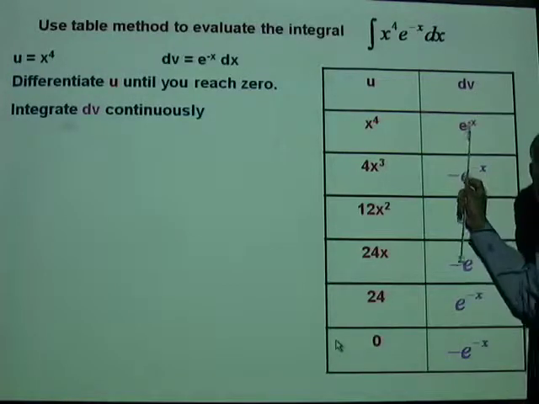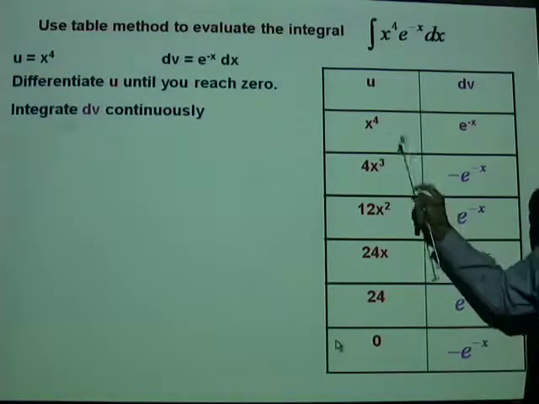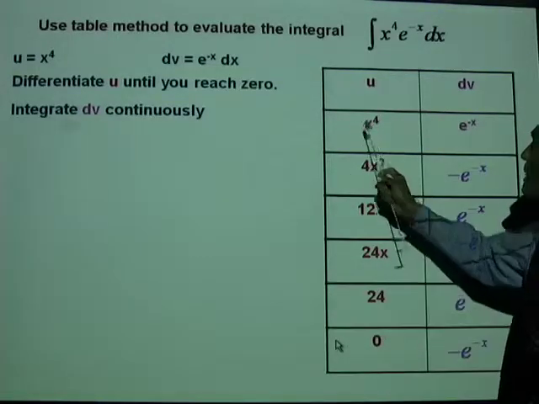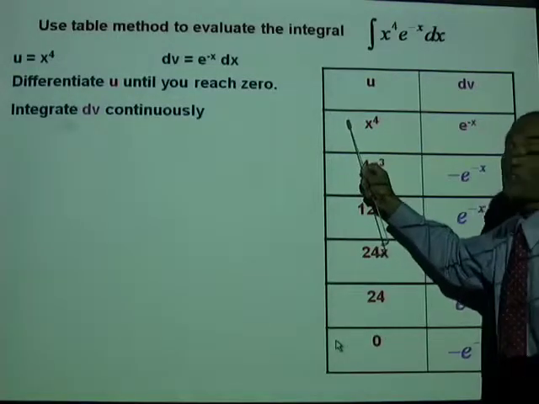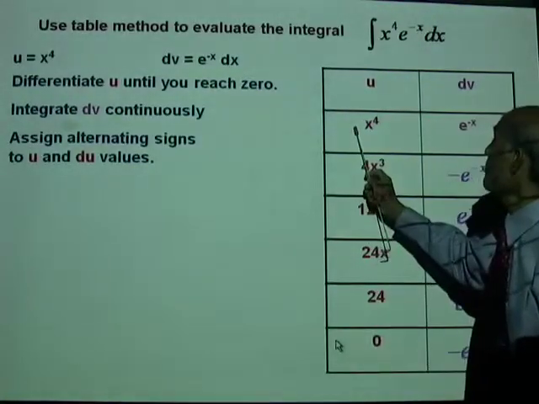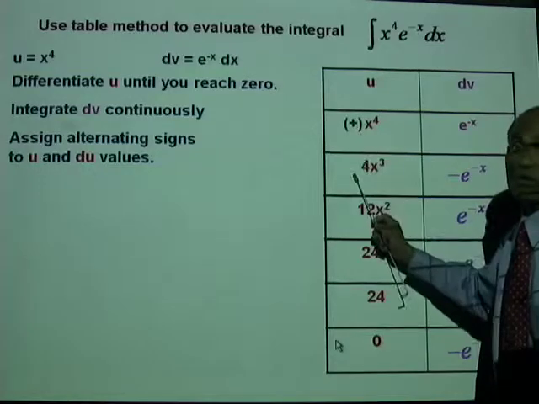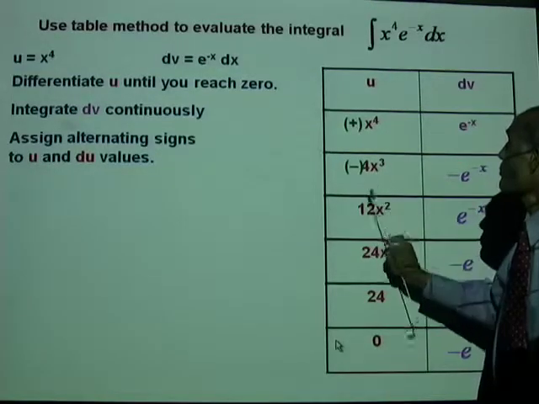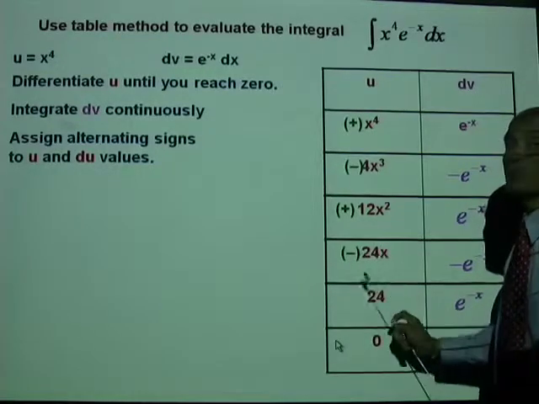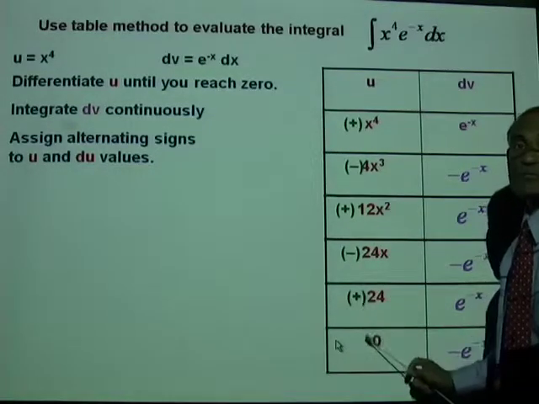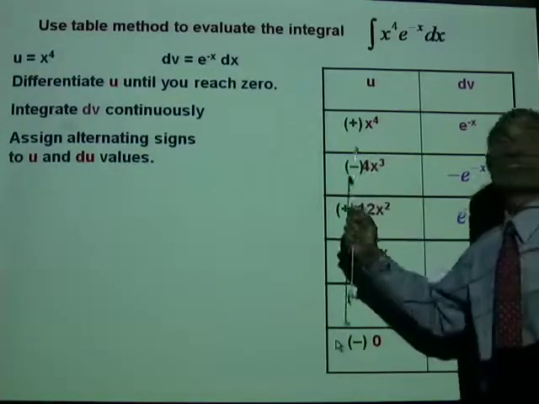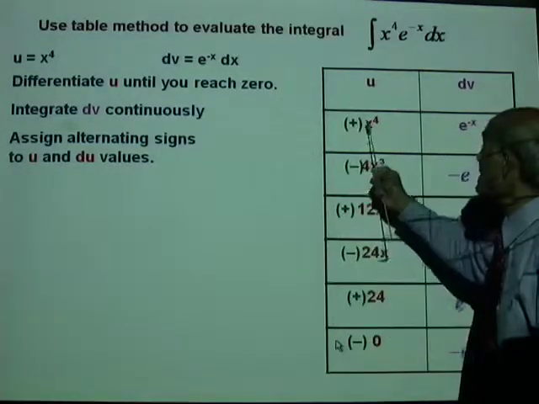We have now done the integration and the differentiation. We can start picking our terms after assigning the signs. So assign alternating signs: positive x to the power of 4, negative 4x cubed, positive 12x squared, negative 24x, positive 24, and so on. And what is our first term of this integration?